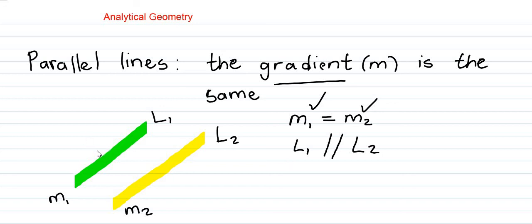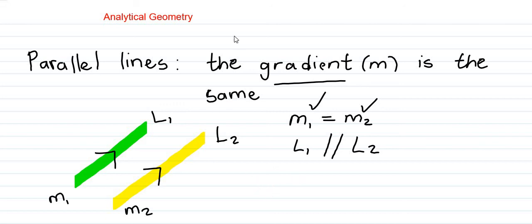And then in a question paper, if they want to tell you that two lines are parallel, they show it with arrows. So once you have the lines, two of them, and these lines have arrows pointing in the same direction, it means this line and this line are parallel. The gradients are exactly the same.